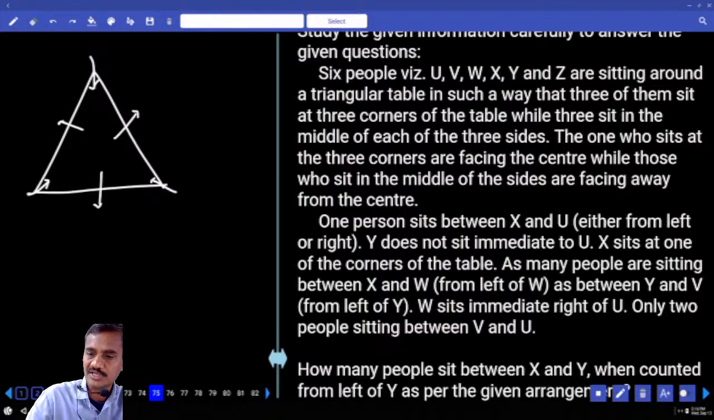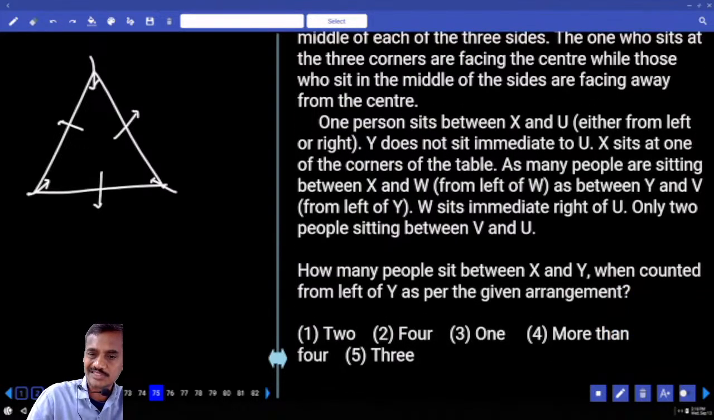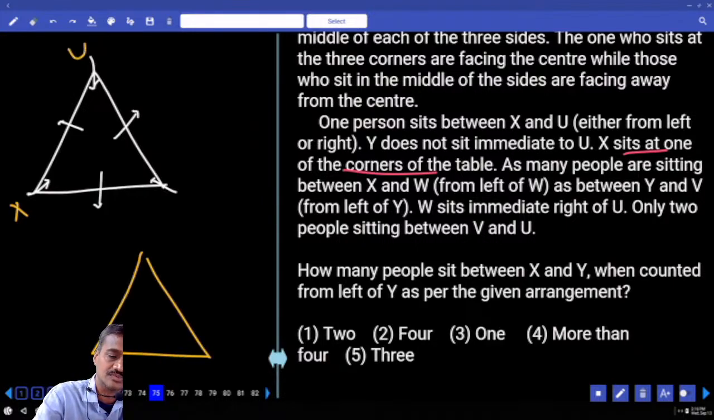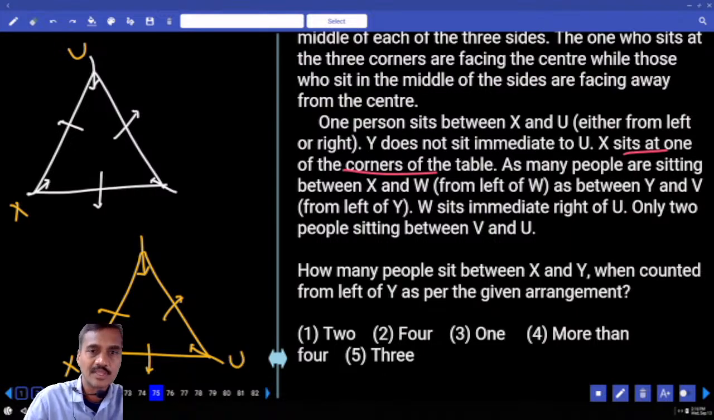Coming to condition number 1: exactly one person between X and U. X sits at one of the corners of the table. X is here, and so U can be either here or here. There are 2 different possibilities for U. Are you following this or not? The 3 persons at the corners face the center, and the 3 at the centers face away from the center. Now if X is here, U can be here as well. There is exactly one person between X and U.